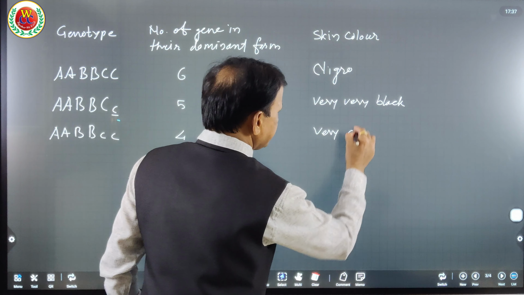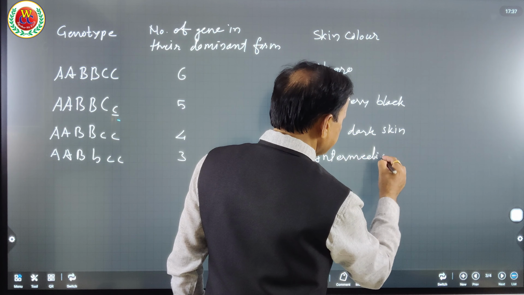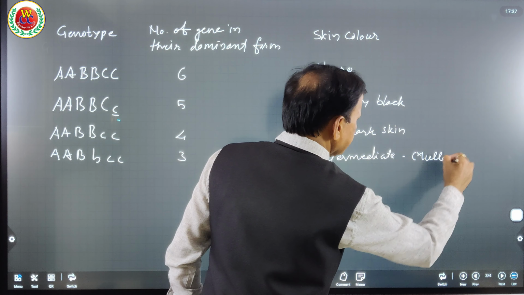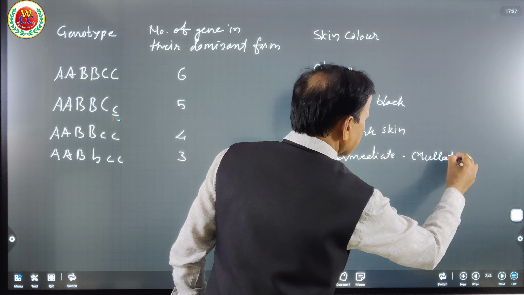Now the number of genes in dominant form is only 3, and 3 are recessive, which means it is intermediate. So intermediate skin color, intermediate between very dark and very light, is mulatto, that is called Krishnavan in Hindi. Now another: the number of dominant genes is only 2 and the rest are recessive, so the number of dominant genes is less, therefore the skin color is whitish like Indian people.